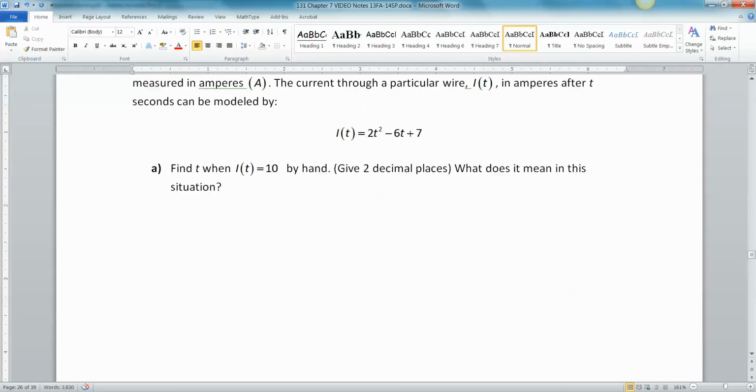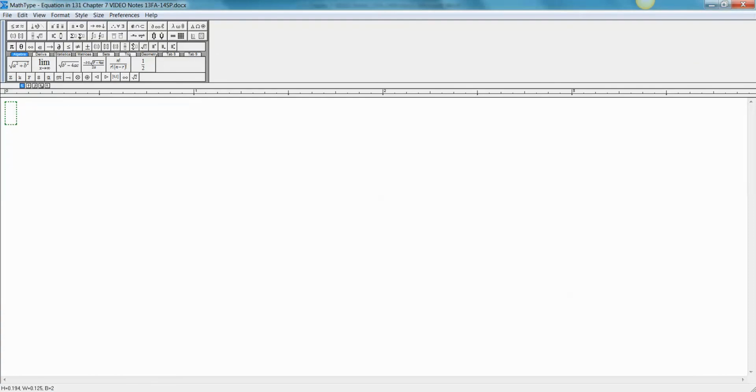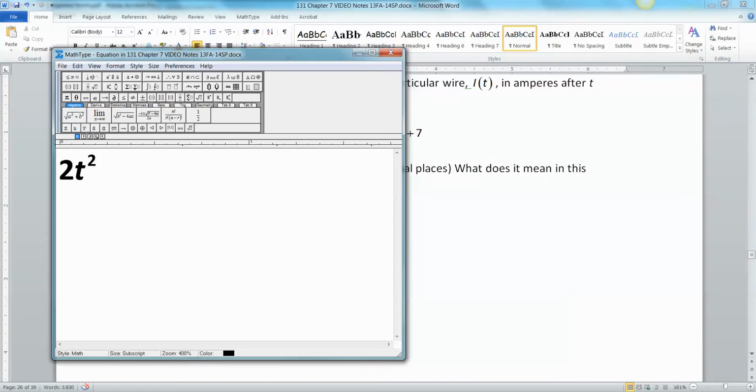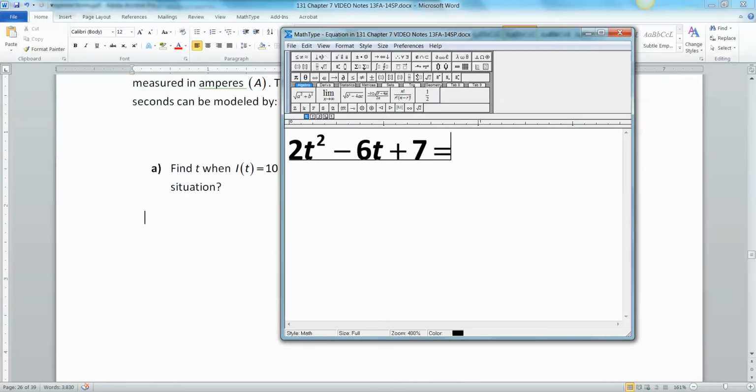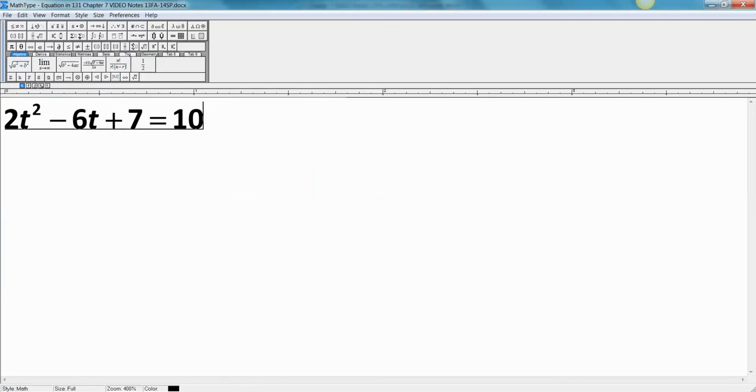Okay, so we want to let I of t equal 10. So that's 2t squared minus 6t plus 7 equals 10. Okay, so now we want to solve that by hand. Well, the easiest way to solve it by hand, since we can't see if this is easily factorable or not, is to set it equal to 0, and then we'll go from there. So 2t squared minus 6t minus 3 equals 0.